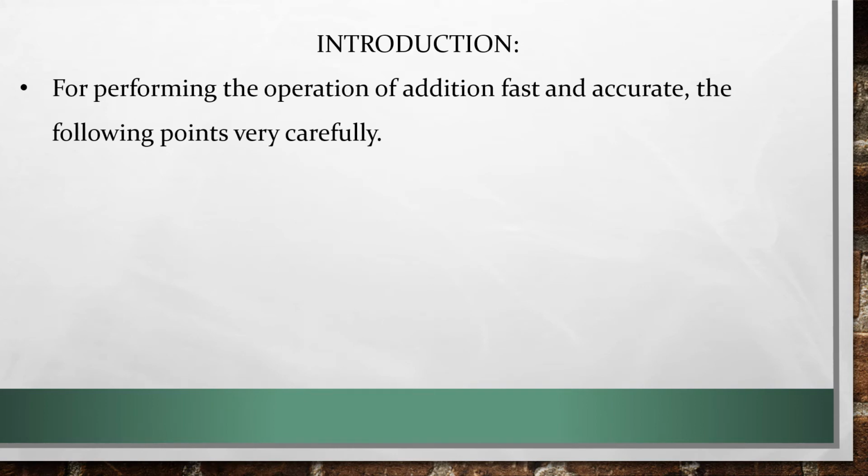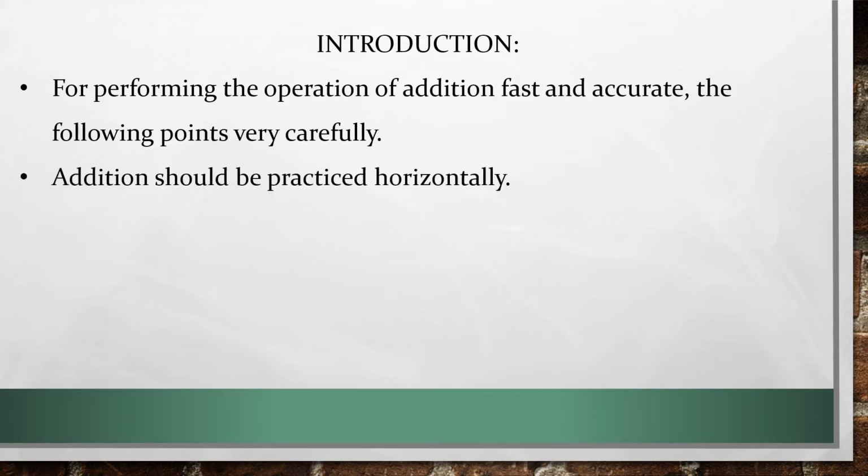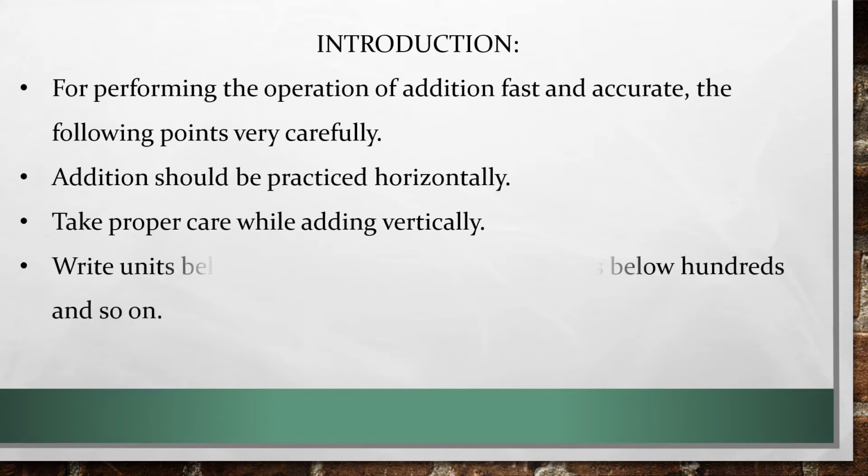Let us understand a few tips before solving the sum. For performing the operation of addition fast and accurately, the following points you have to listen to very carefully. Addition should be practiced horizontally. मतलब एक दूसरे हम लोग जब numbers लिखते हैं ना तो it should be placed horizontally. Take proper care while adding vertically. Now whenever you add vertically, है ना, हम लोग खड़े जो numbers होते हैं एक के नीचे एक उससे हम लोग add करते हैं, तो you have to add them properly.